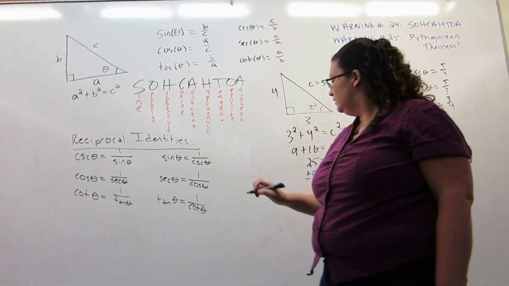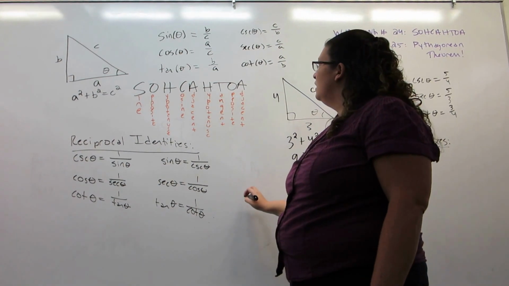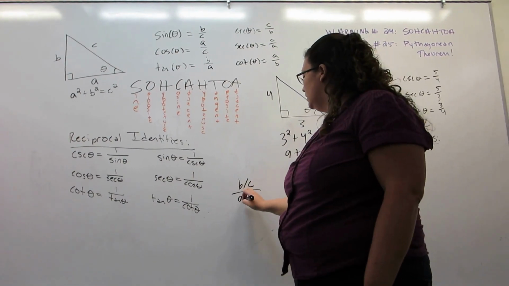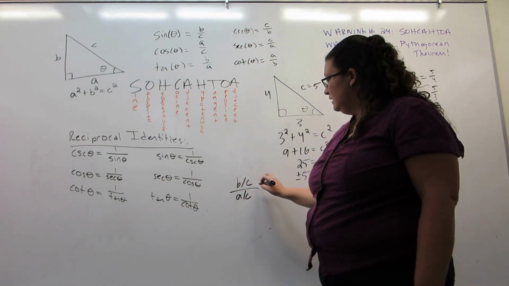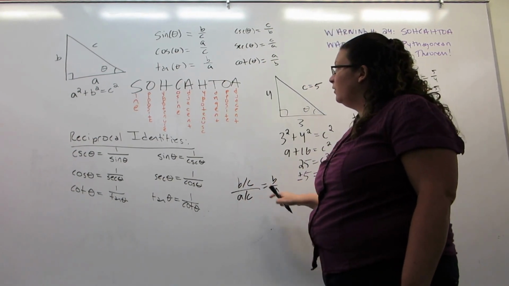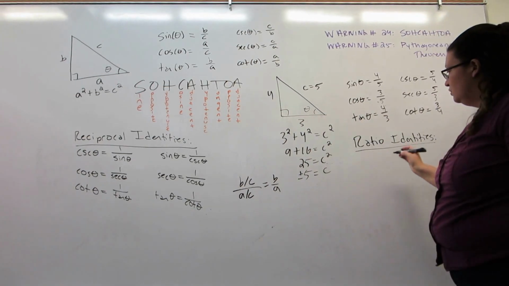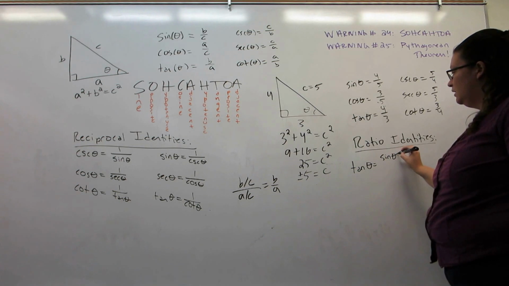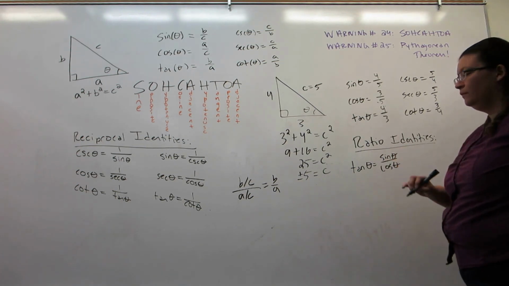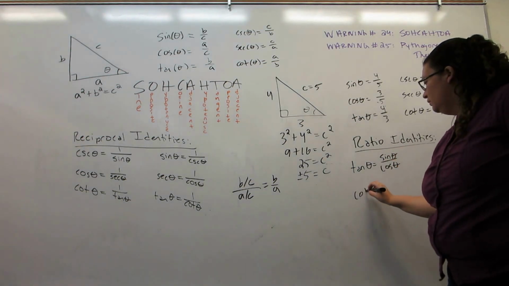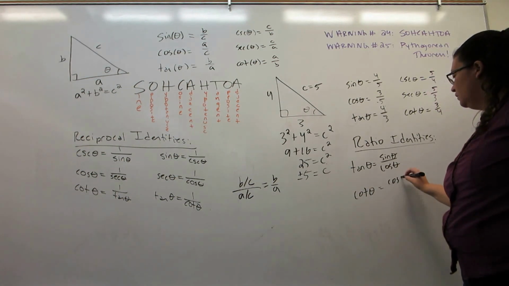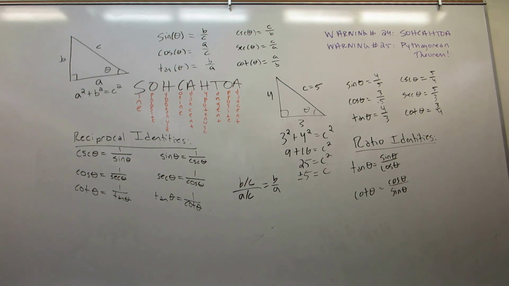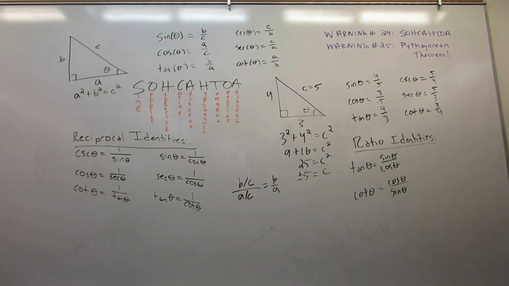Because if you notice, tangent is sine, b over c, divided by cosine, a over c. The c's cancel, this just gives b over a, which is tangent. So our first ratio identity is that tangent is sine divided by cosine. And similarly, cotangent is cosine divided by sine. And there we have our first 2 sets of identities that we will make use of.